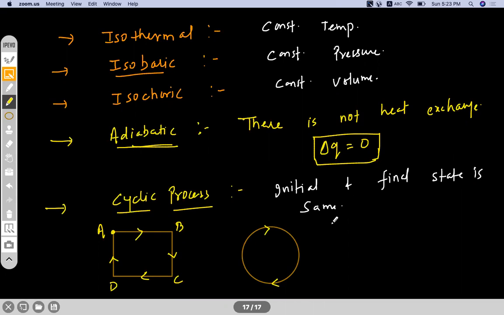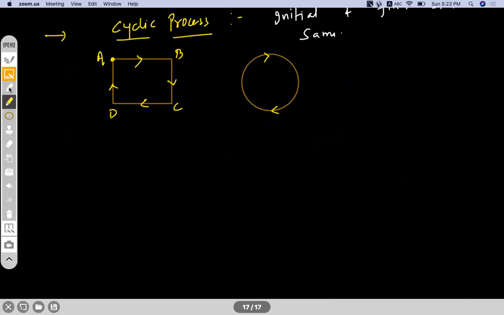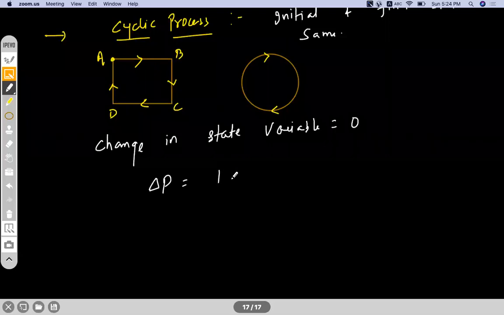Write down here, since initial and final state is same, the change in all state variables equals zero. Like if you write down delta P, pressure is the state variable. Delta P means what? PF minus PI, final minus initial. F stands for final, I stands for initial. Since initial and final pressure is same only because the state is same. So this is equal to what? Zero. Any doubt in this?